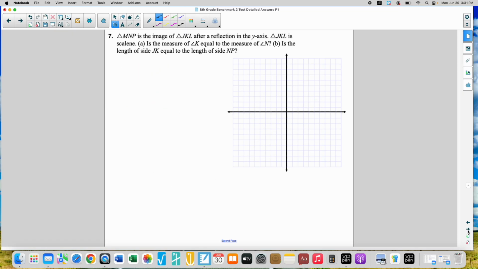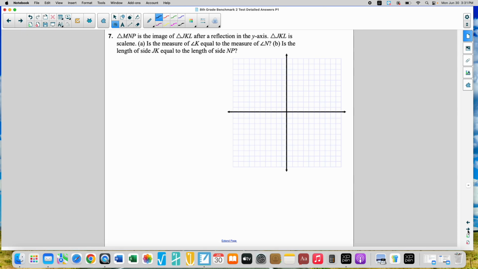Number 7 wants to know: triangle MNP is the image of triangle JKL after a reflection on the y-axis. JKL is scalene. Question A, is the measure of angle K equal to the measure of angle N?